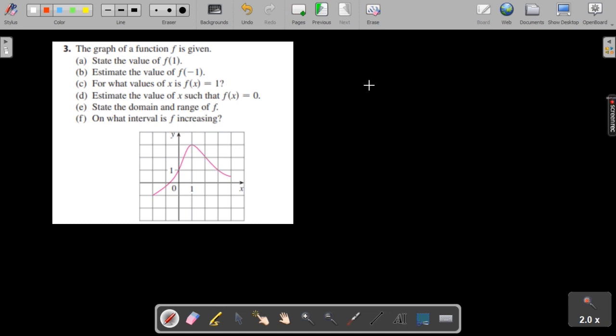So we're given this graph and we're asked a bunch of questions. Let's start with the first one. It says, state the value of f of 1. So f of 1 just basically means the y value at an x value of 1. So you're going to come to 1, then go up to locate the y value. And if you count, this is 1, 2, 3. So f of 1 is 3.